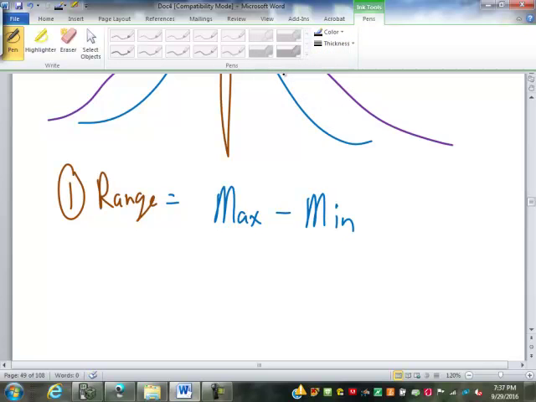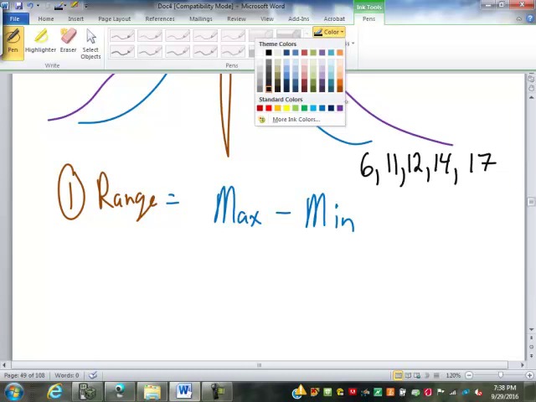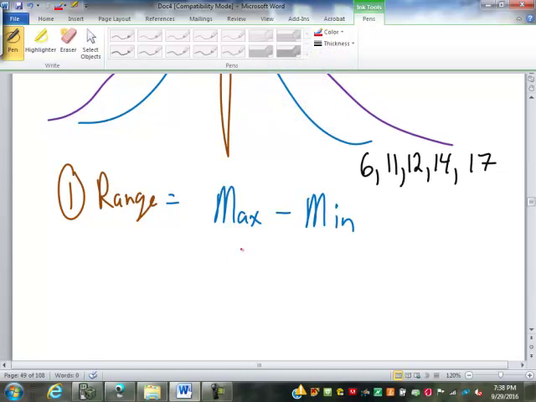So let's get a set of numbers here. I'm going to put them in order from smallest to largest just to make it easy on us. So let's do 6, 11, 12, 14, and 17. There's my set of numbers. My range is going to be what? 17 minus 6, which is 11. So there's a range of 11.